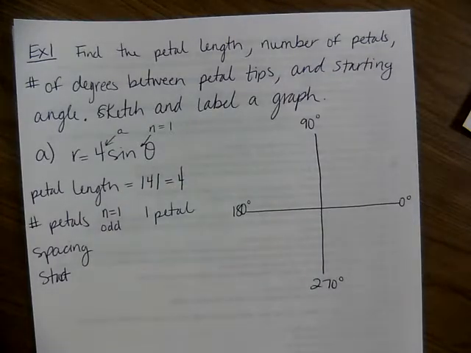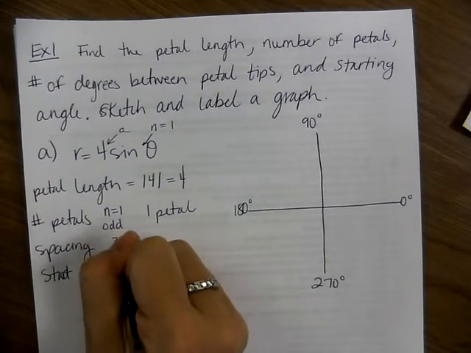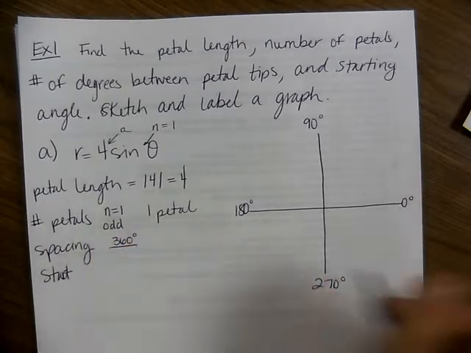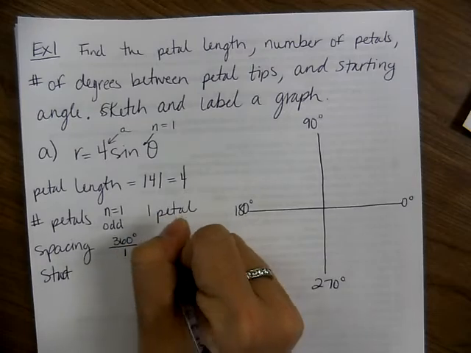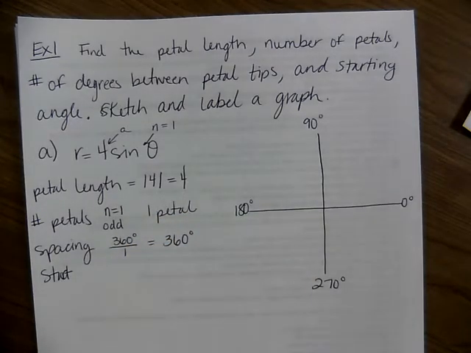For the spacing, it's pretty easy to figure out. We have 360 degrees in the circle, and we're going to divide it by the number of petals, which is just 1. So we're only going to have 1 petal, so it's going to be spaced every 360 degrees.